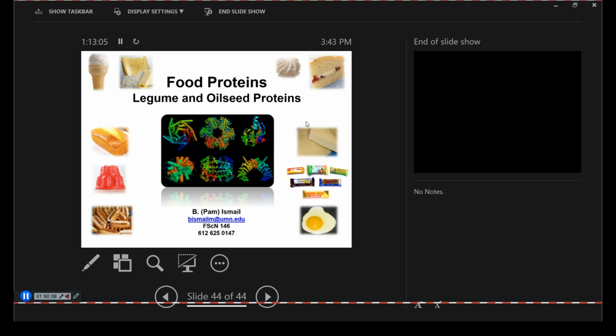Alpha S1 is 23. Oh, yes. S2 is 25. Beta is 24. Wait, beta is what? You were right, it's 23 and 24. Yeah, 24. Kappa casein is 19. BSA was 65. Yes.